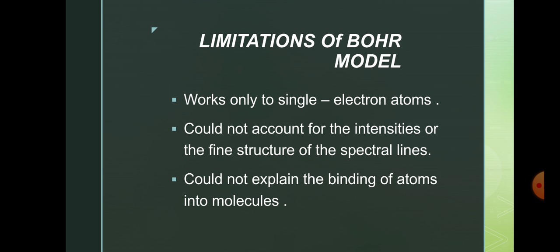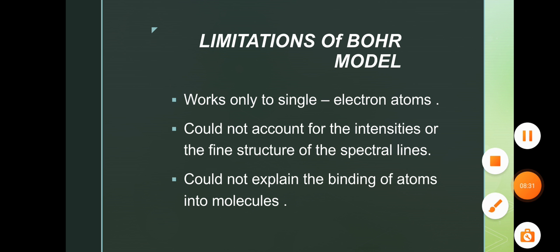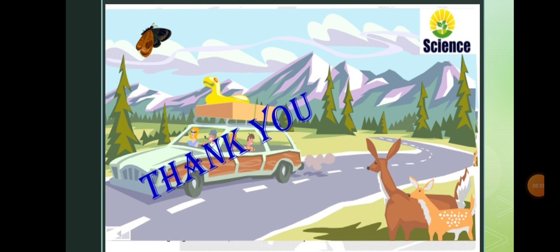Limitations of the Bohr model: it works only for single electron atoms, it could not account for the intensities or the fine structure of the spectral lines, and it could not explain the binding of atoms into molecules.